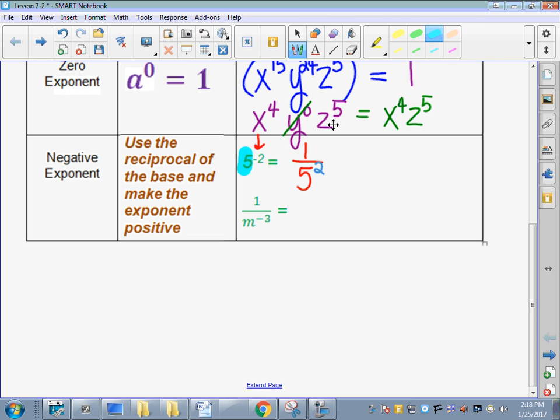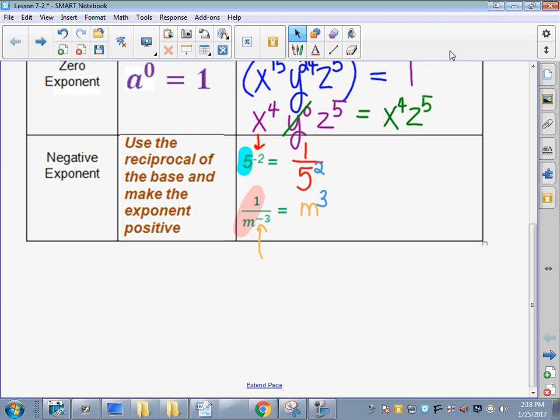In this second example, because I wanted to make sure we looked at one that had a fraction already, the base for this is 1 over m, and then my exponent is negative 3. So what's the reciprocal of 1 over m? M over 1, right? Or just a plain m. Now I can put my negative 3 exponent as a positive 3. So my answer to 1 over m to the negative 3 is m to the positive 3 power.